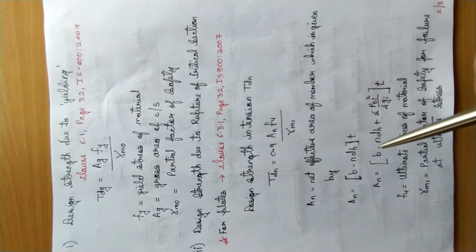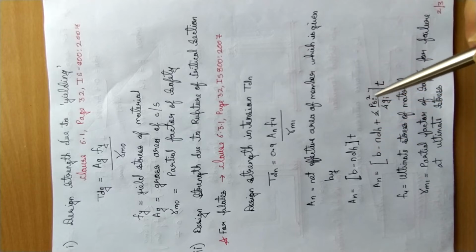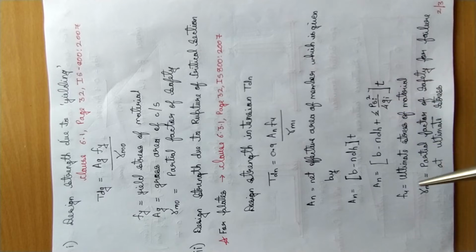So similarly it is here also. This psi is nothing but the staggered pitch, and this is the gauge distance. Fu is the ultimate stress of the material, and gamma m1 is nothing but the partial factor of safety at ultimate stress for causing the failure. So this can be taken from Table number 5.